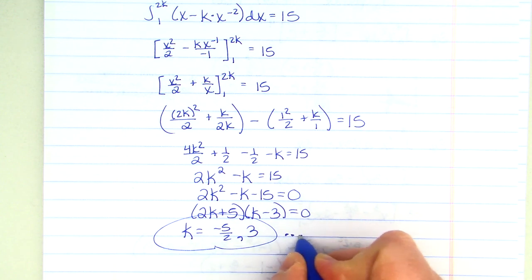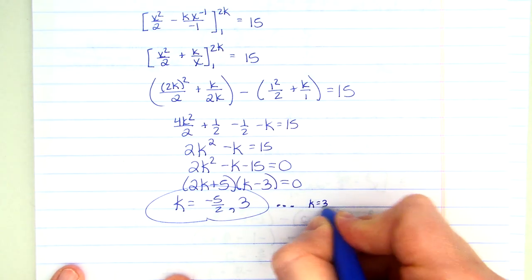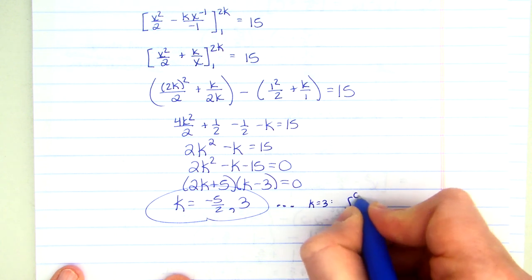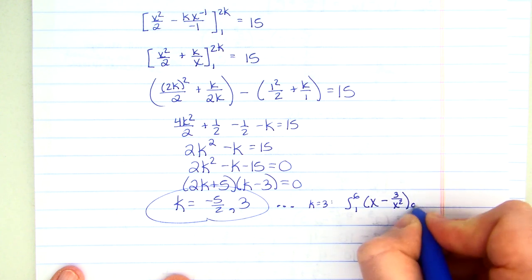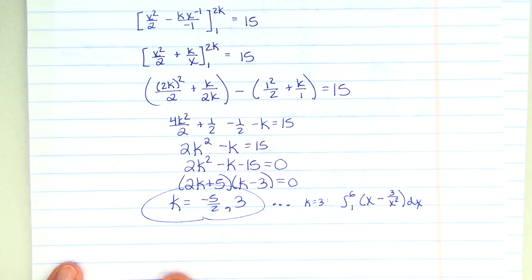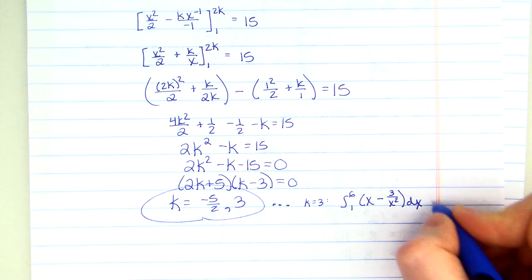Here's the deal, and I would not do this to you on a test or quiz, or I don't even think in the homework. But here's the deal. If you plug in 3 for your k value, your problem will become the integral from 1 to 6 of x minus 3 over x squared dx. We had a rule that said we can only use the first fundamental theorem of calculus if our function's continuous. Our function's not continuous. It's got a problem at x equals 0, but that's okay because I am continuous between 1 and 6. So that's okay.